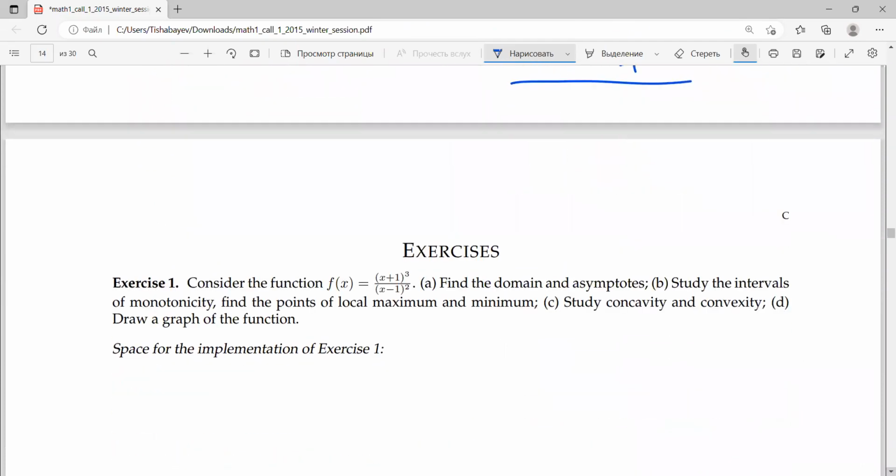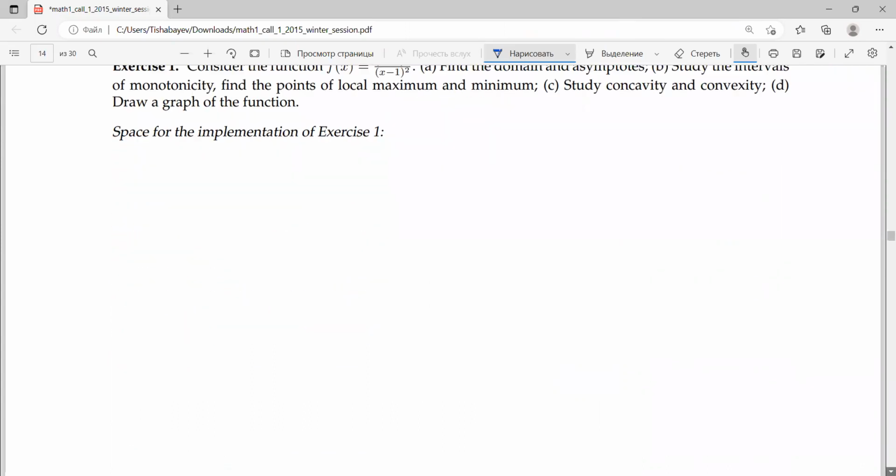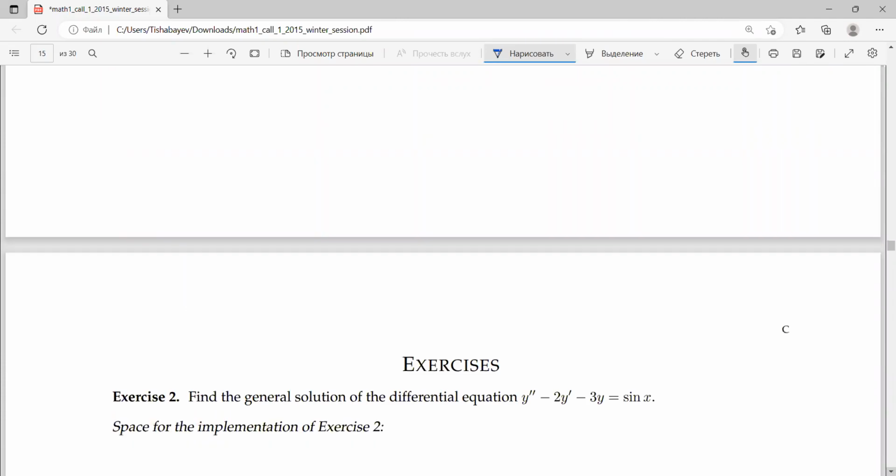So here we consider the function: find domain, asymptotes, monotonicity, concavity, convexity. I hope you can do it, because it takes time. And here, second order differential equations with right side.